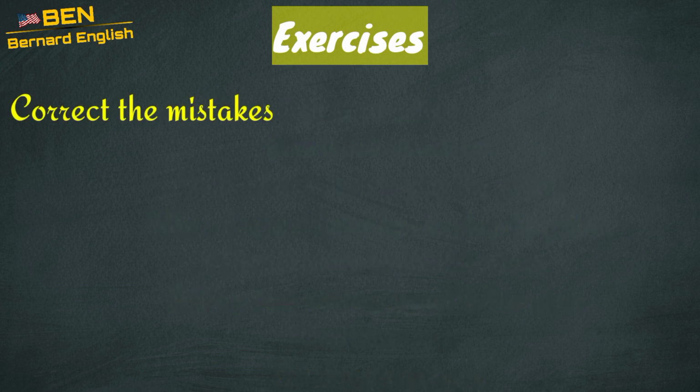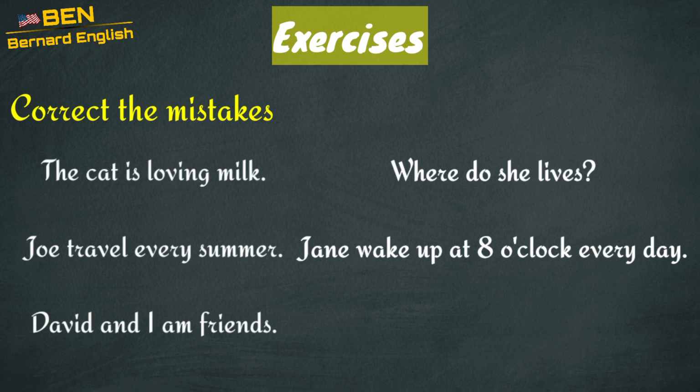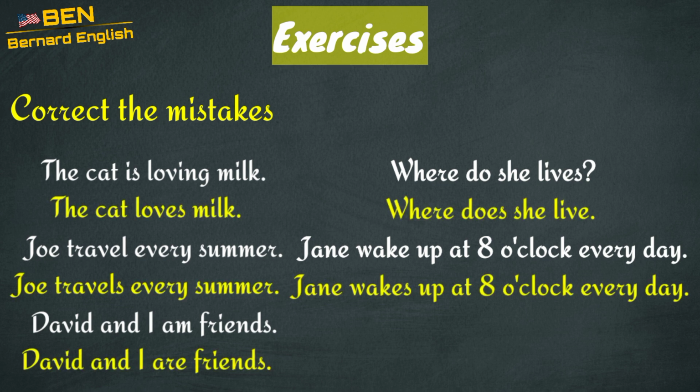Correct the mistakes. The cat is loving milk. Joe travel every summer. David and I am friends. Where do she lives? Jane wake up at 8 o'clock every day. The cat loves milk. Joe travels every summer. David and I are friends. Where does she live? Jane wakes up at 8 o'clock every day.